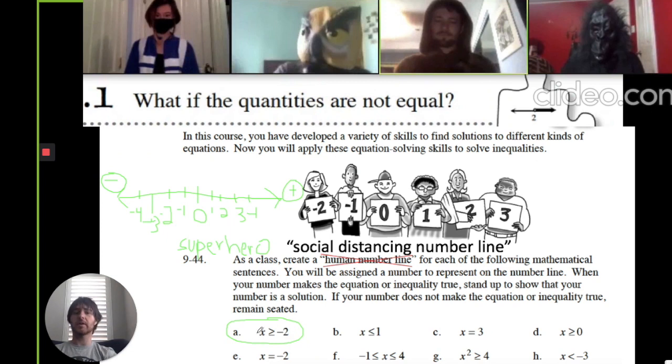Very first one right here. Normally, superheroes, I think they'll be very quiet today actually. Yeah. They work in mysterious ways.